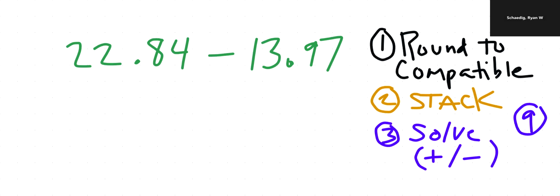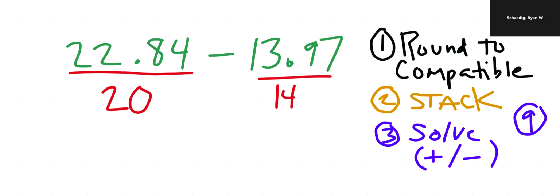But if I think about compatible numbers and I look here, I might also just look at this and say, you know what? This is 22 and 84. If I think about nearest 10, this is like 20. And then again, this was a 14. And so now again, I can go ahead and stack these, and see how I'm thinking differently.